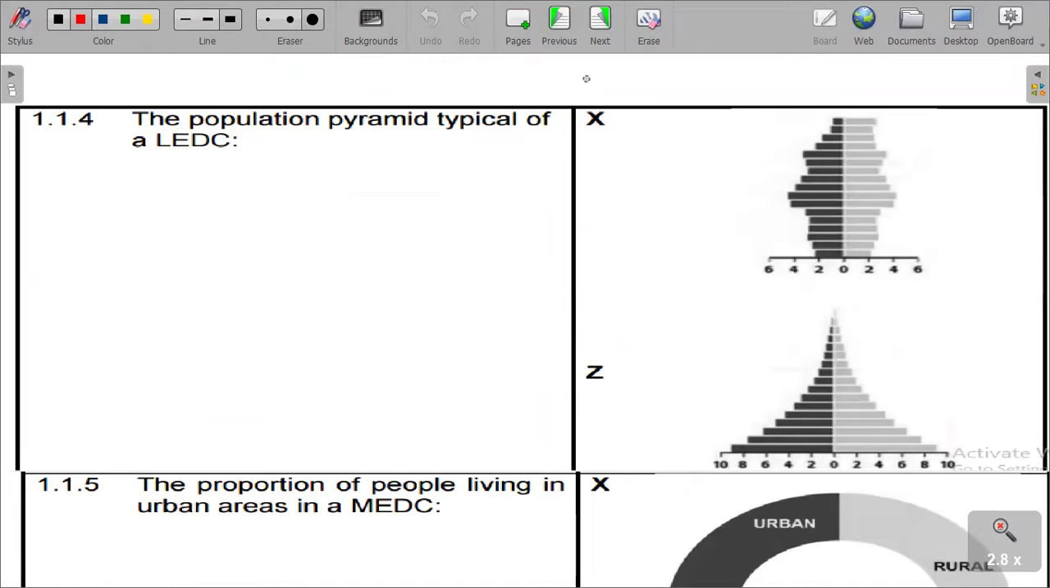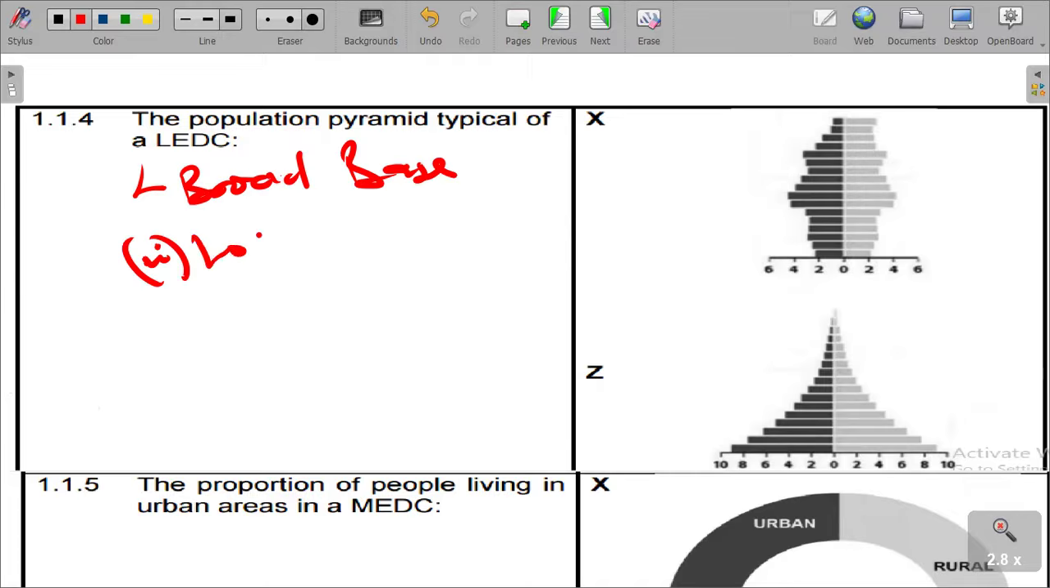And then the population pyramid typical of a less economically developed country. This is also shown by a high birth rate and low life expectancy. A less economically developed country has a broad base, and it also has low life expectancy.